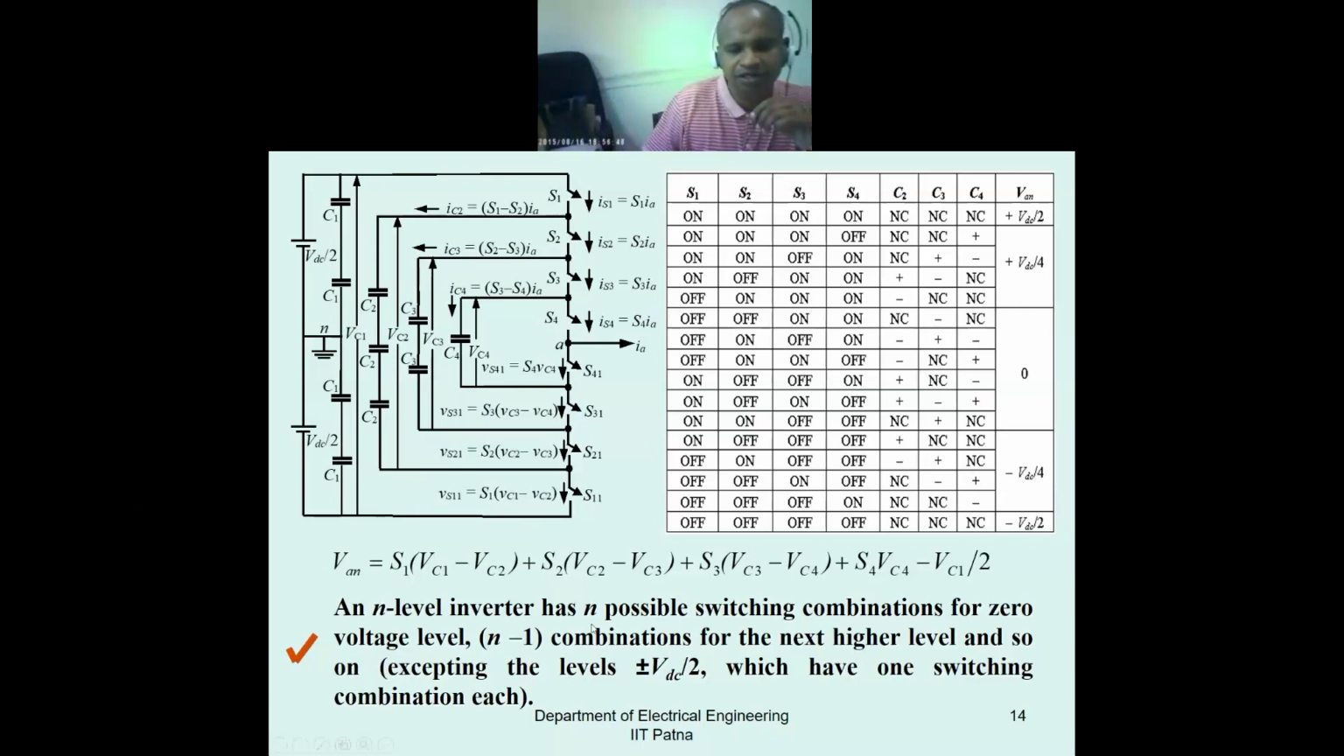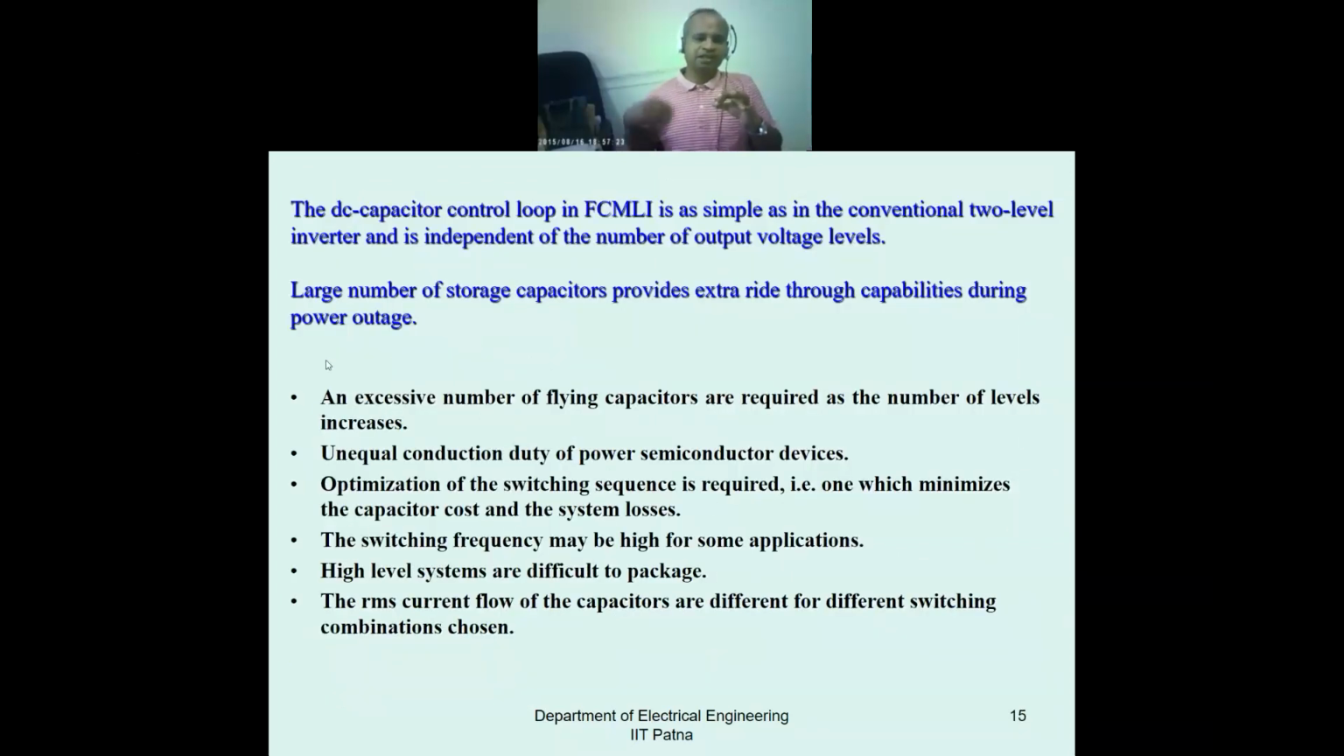So this way you can derive this. When S1, S2, S3, the upper four switches are on, then you get VDC by 2. And when any three of these switches are on in the upper, you get plus VDC by 2. And when any three of the lower are on, you get minus VDC by 2, and in all other switching states you get 0.